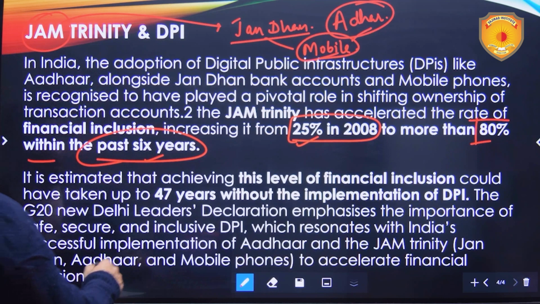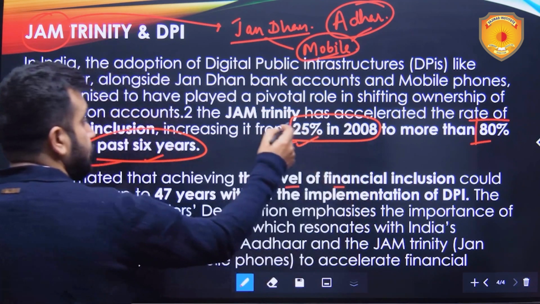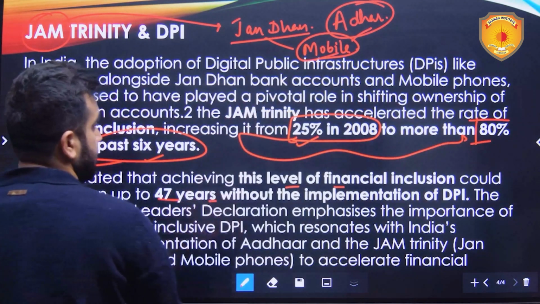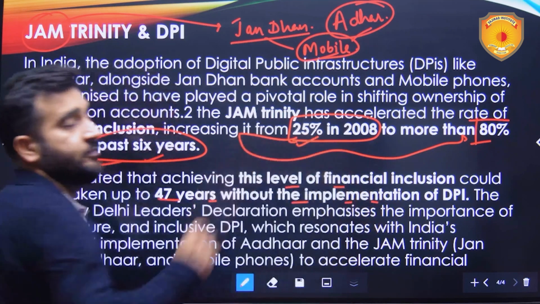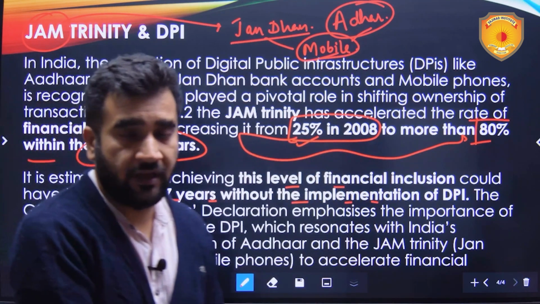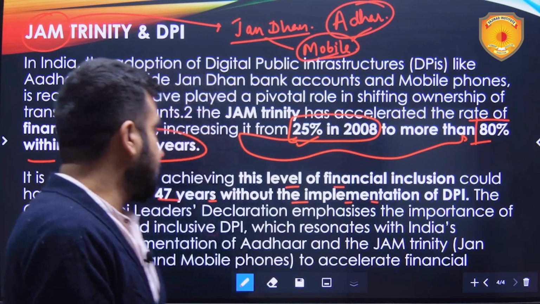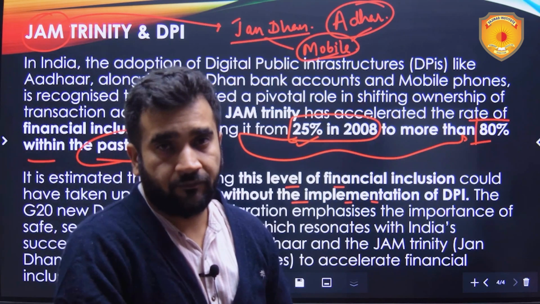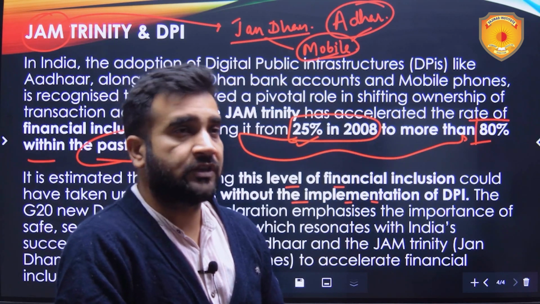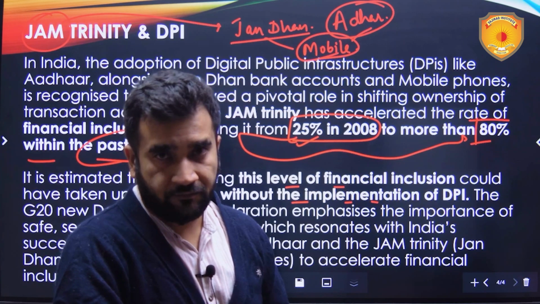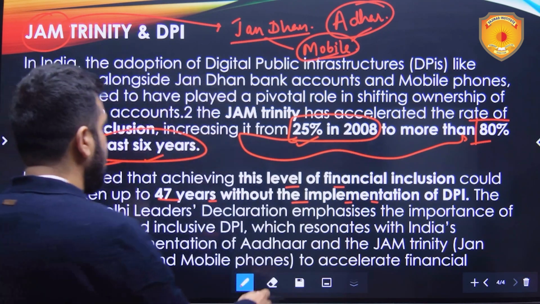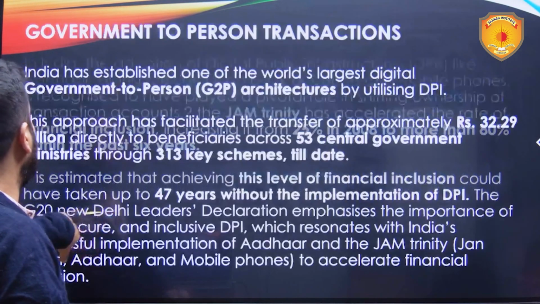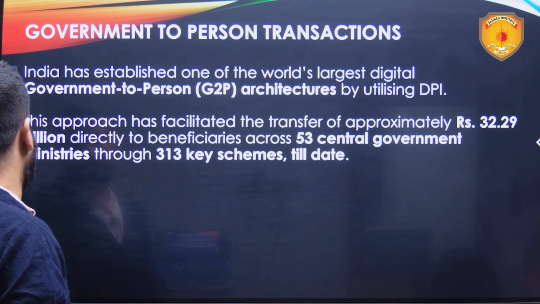Then it is also estimated that this level of financial inclusion, from 25% to 80%, would have taken 47 years without the implementation of DPI. If DPI would not have been there, it would have taken 47 years. But now, from 2008 to 2023, only in a span of 15 years, this has been done. So this is the magic of JAM Trinity.